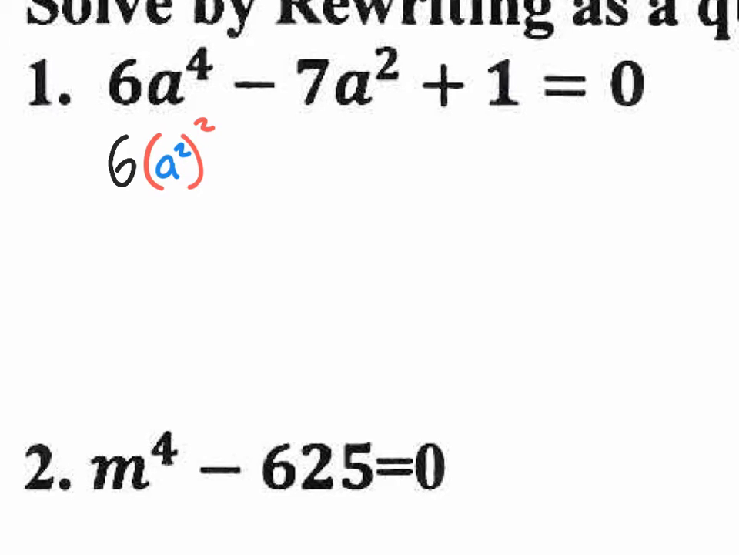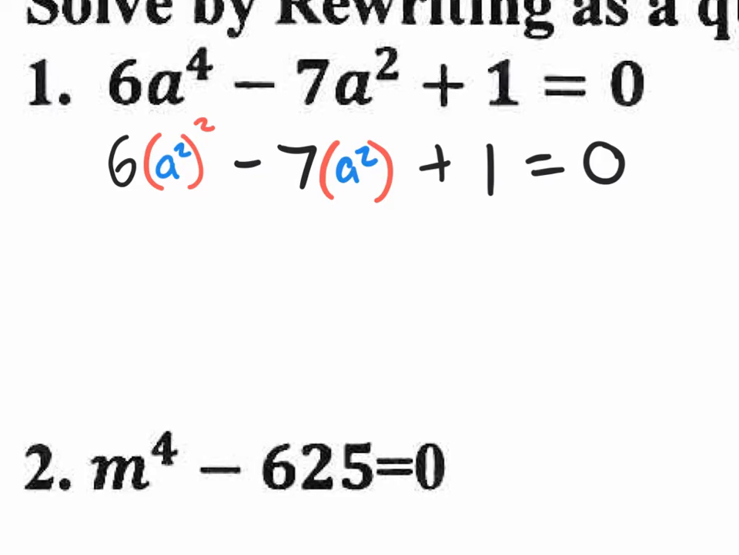So then I have minus 7a squared. Now check this out. You don't need to put these in parentheses, but I'm going to put in parentheses just so you could see it better, what I'm about to do. And of course a plus 1, and it's still equal to 0. Okay, so what I have here, ladies and gentlemen, is now a quadratic equation. It was originally a quartic, now it's a quadratic. You could imagine that it says 6x squared minus 7x plus 1, right?